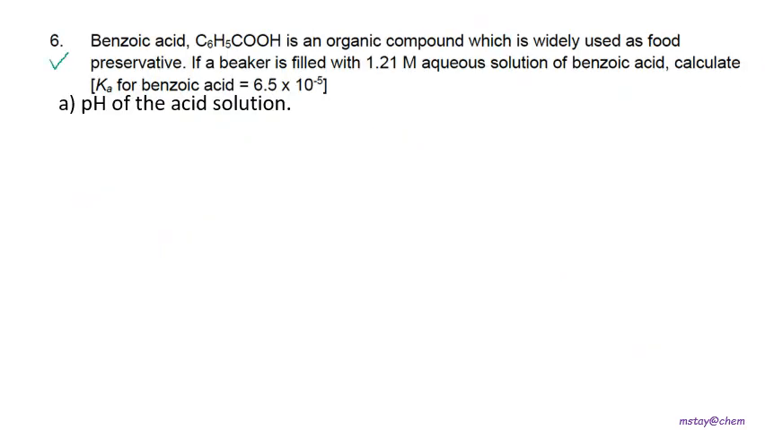Question number 6. Benzoic acid is an organic compound which is widely used as a food preservative. If a beaker is filled with 1.21 molar aqueous solution of benzoic acid, calculate the pH value. So since the Ka value is given, we know that benzoic acid is a weak acid. And due to the Ka value, the exponent here is negative 5. So we need to do an assumption.